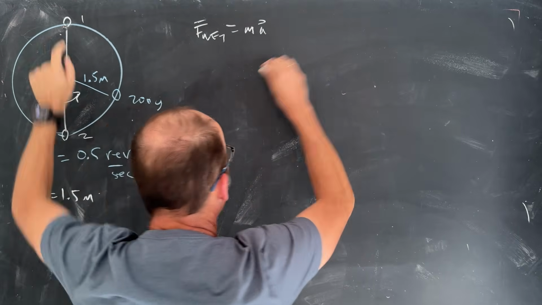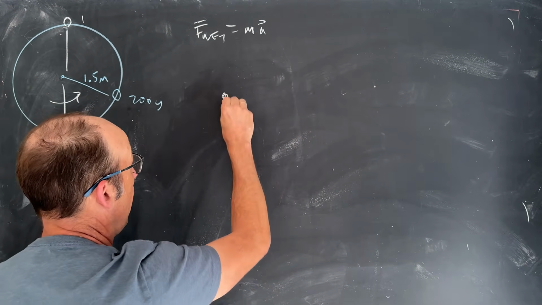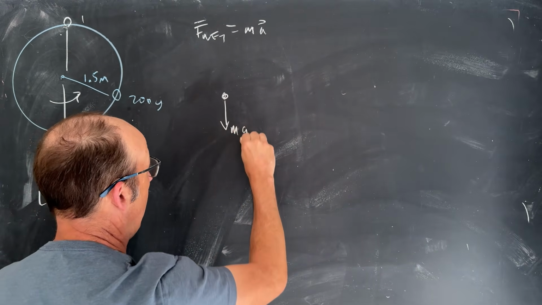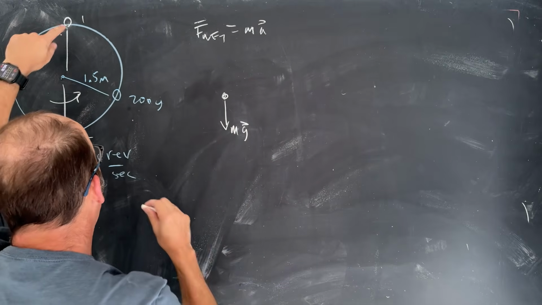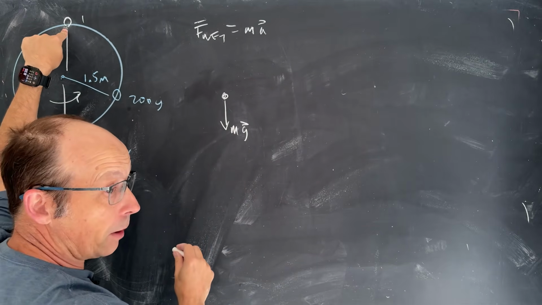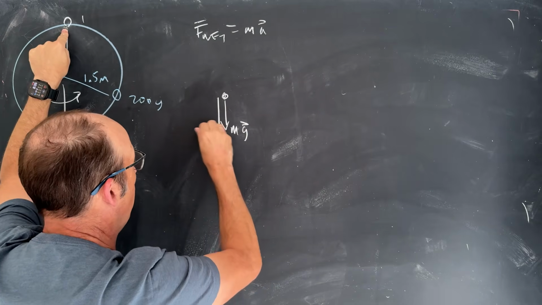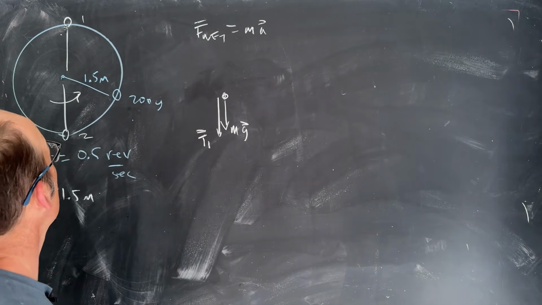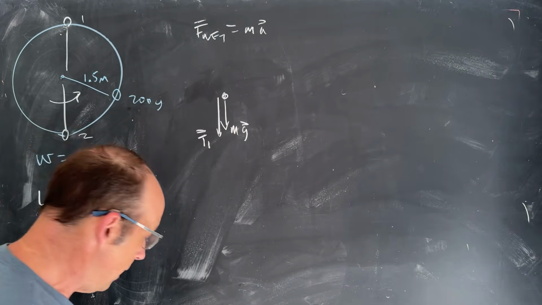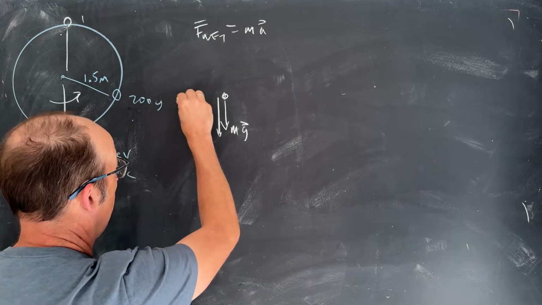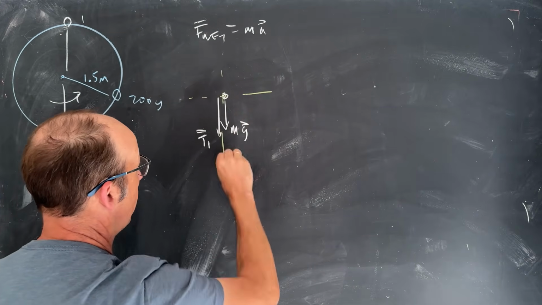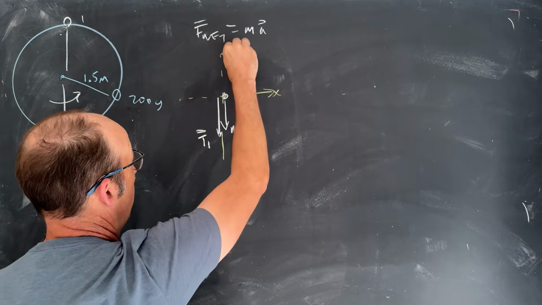So here's my mass. I'll put it right here. I know I have a gravitational force pulling down because we're on Earth. And then I have the string. Strings can only pull in the direction of the string, so that would have to be this way. Let's call that T1 because we're going to have another tension too. So it's at position 1. The next thing I want to do is to pick my x and y axis. So at this point, I'm going to pick this as my x and that as my y.